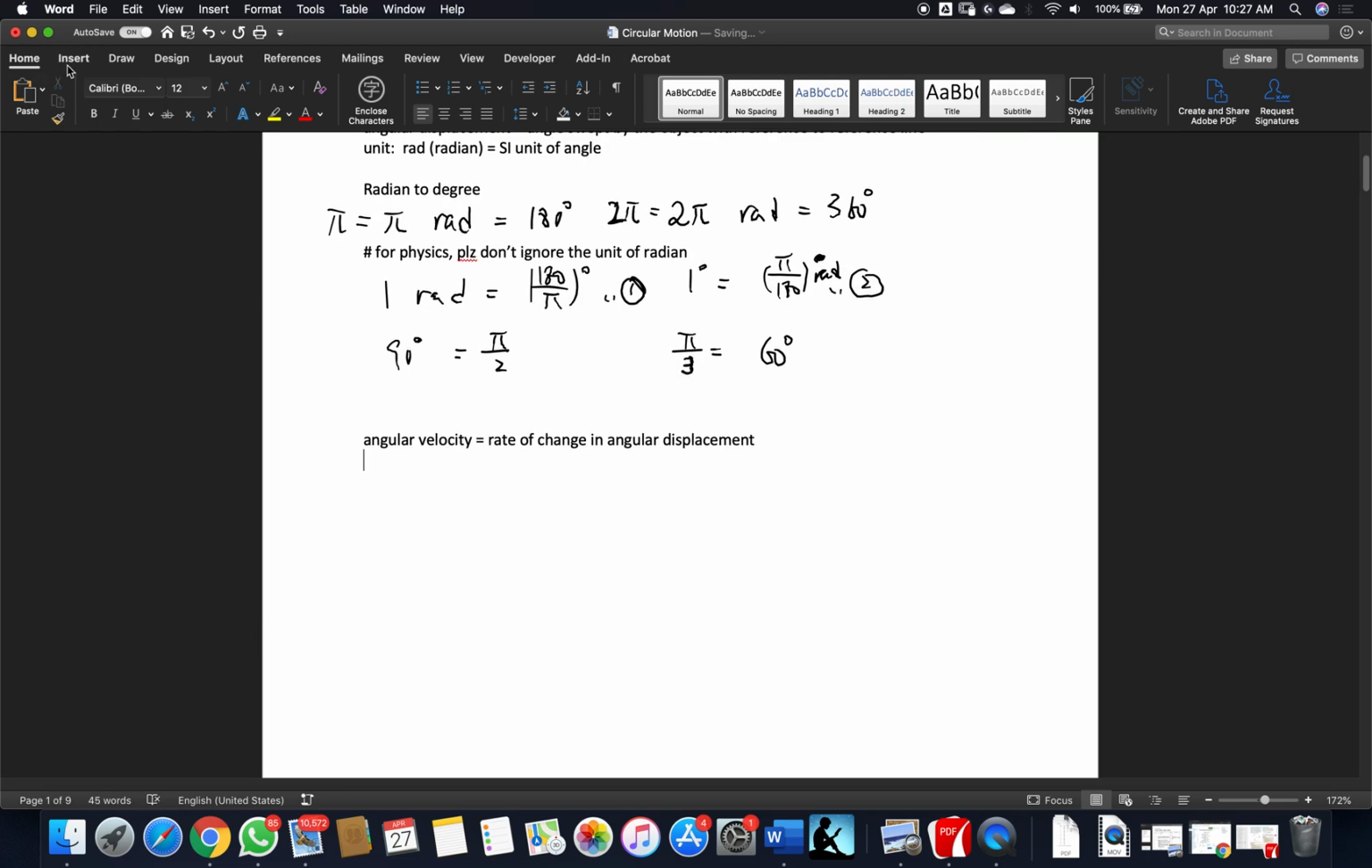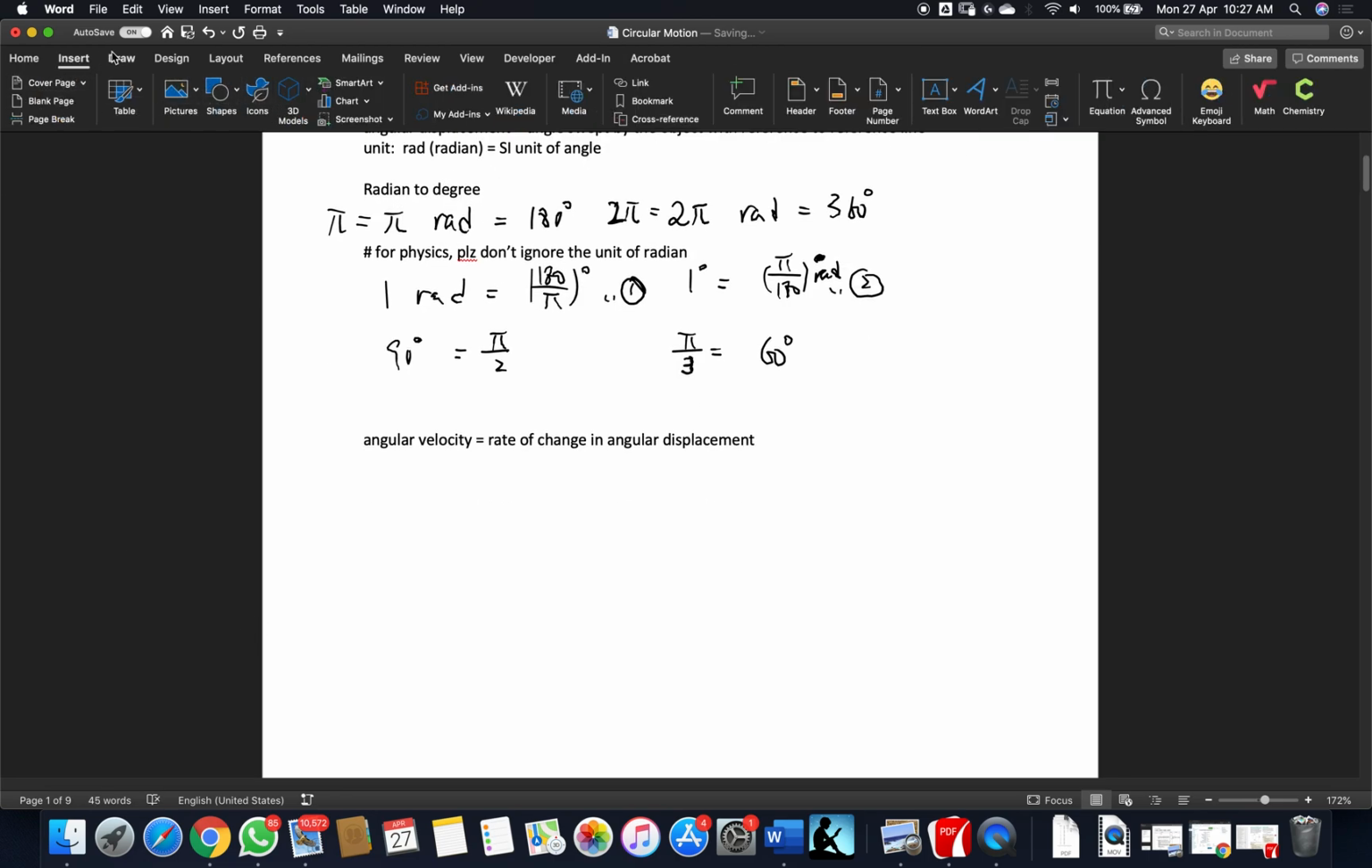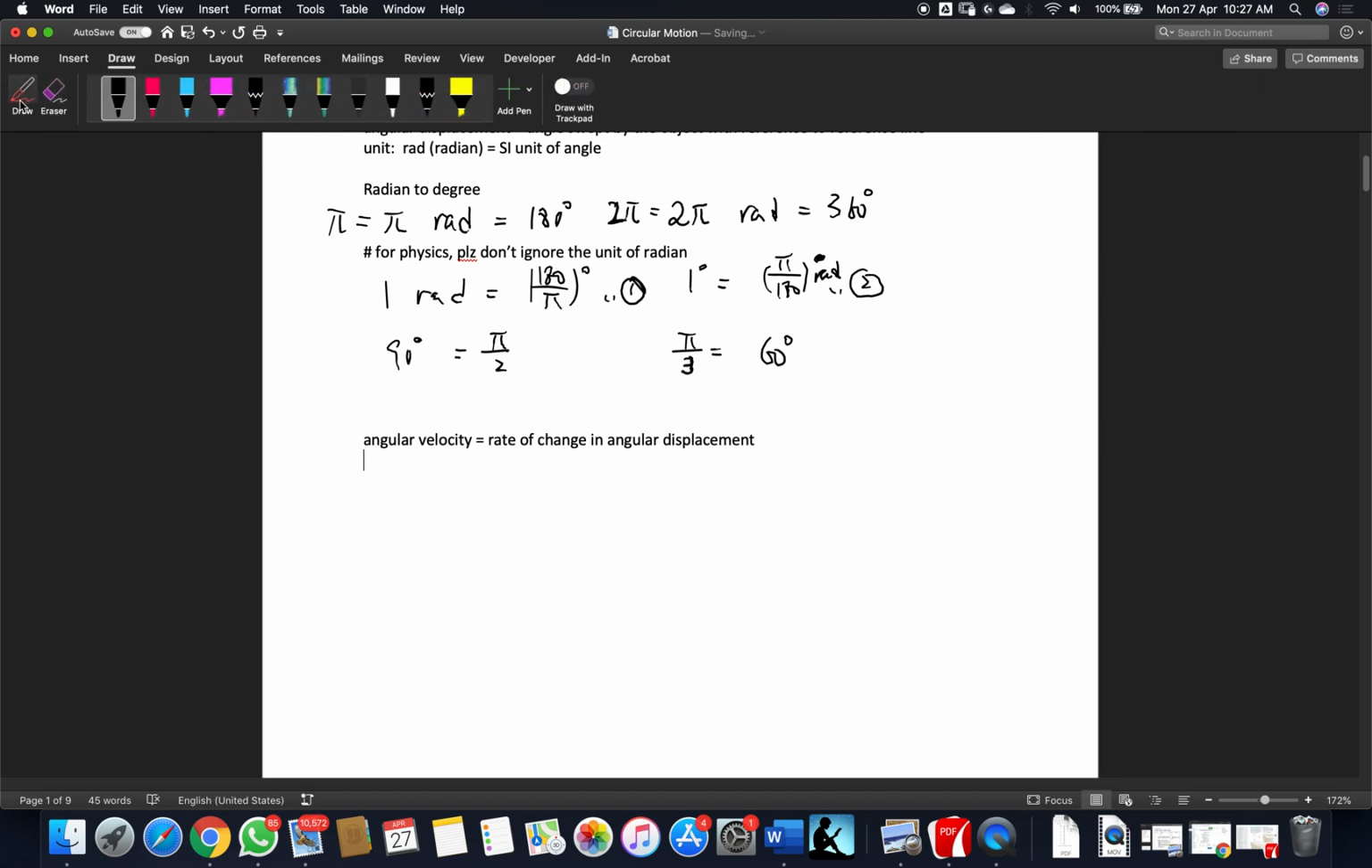So let me rewrite the formula in terms of the symbol. We use the symbol omega to represent the angular velocity. And for rate of change, you should have learned about this one. Rate of means divide by time. So actually that is change in angular displacement divided by the change in time.